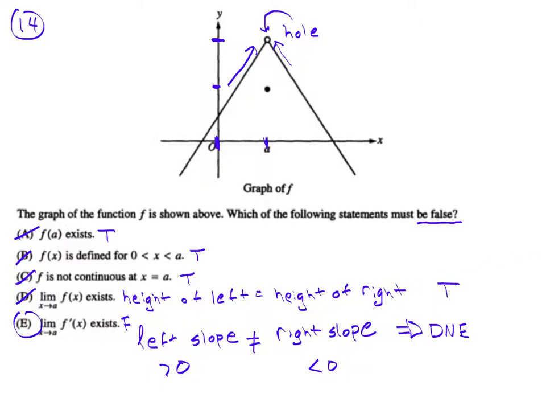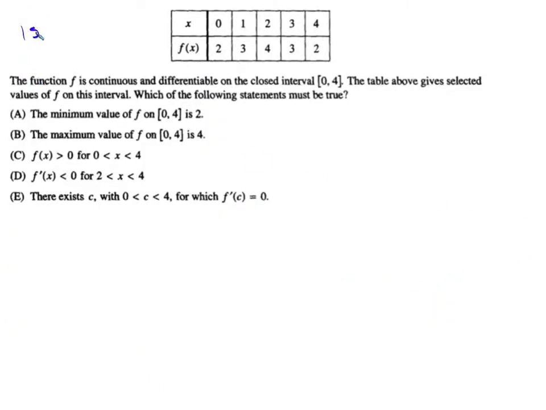All right, on to number 15. Number 15. We have a bunch of points on a table. All right, let's underline things that are critical to us in terms of our theorems. Continuous is critical, differentiable is critical, and closed. Okay, we have now unlocked how many theorems? Well, continuous means we can use IVT.